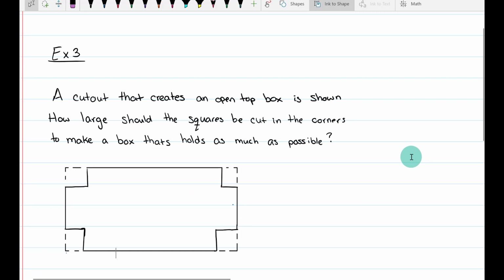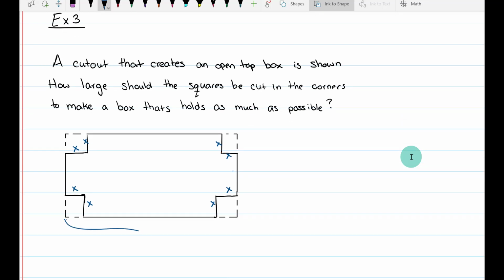So what we're doing now is we're going to model the problem with this diagram. I'm going to let these be x, because this is how much we're going to cut into the box. We don't know how much we're going to cut into the box, but we're going to cut this much. I'm also going to tell you that this whole piece right here is 25 inches, and this whole piece is 20 inches.